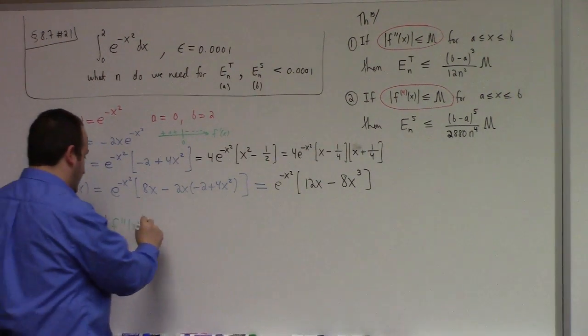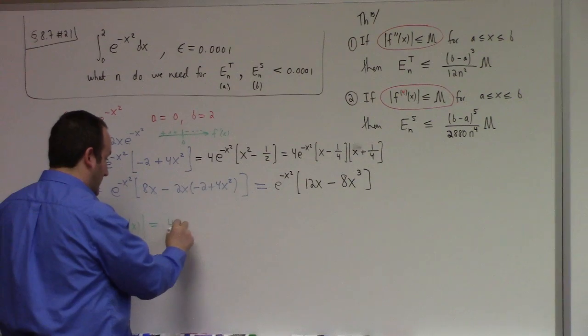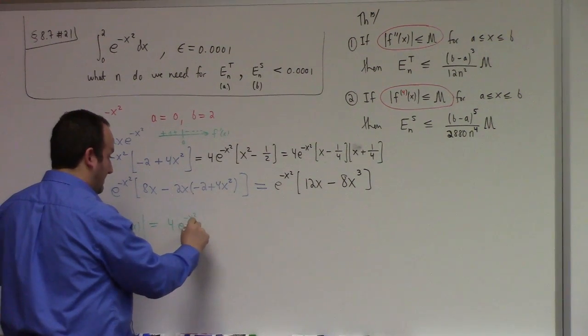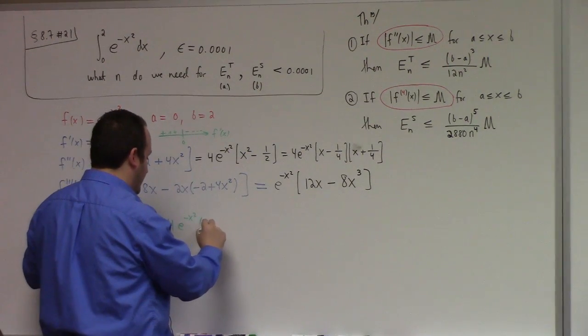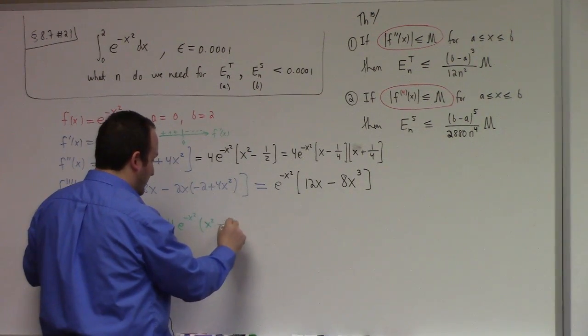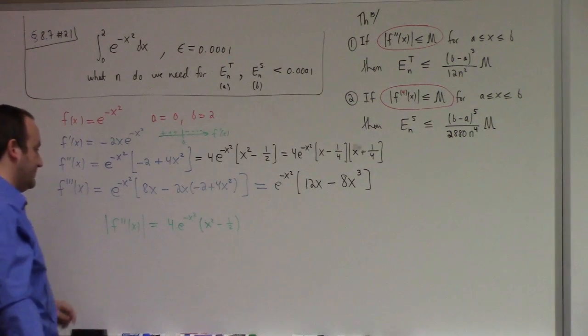I can say that that's equal to what? That's equal to 4 e to the minus x squared times, I'm going to go back to the x squared minus 1/2 because it's easier to think about. The factoring didn't help me much. I can get away with this.